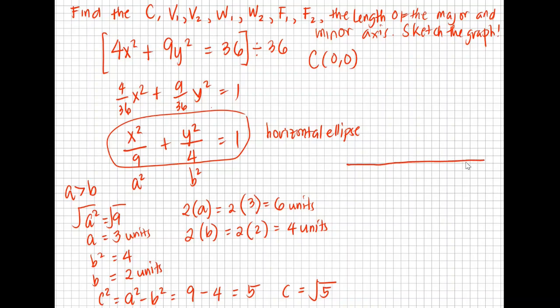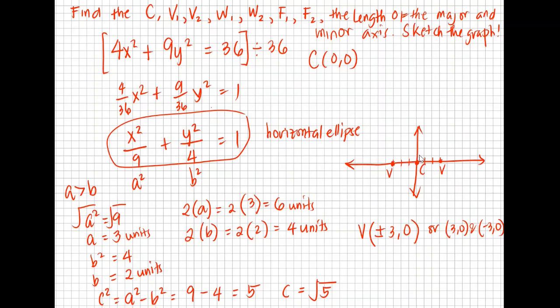Since we have a horizontal ellipse centered at the origin, and the length of the major axis is 6 units, with a equal to 3 units to the left and 3 units to the right, to have a total of 6 units, this is vertex 1 and vertex 2, or the other way around. So we have vertices at -3, 0 and +3, 0, or we can have 3, 0 and -3, 0. Either notation will do.